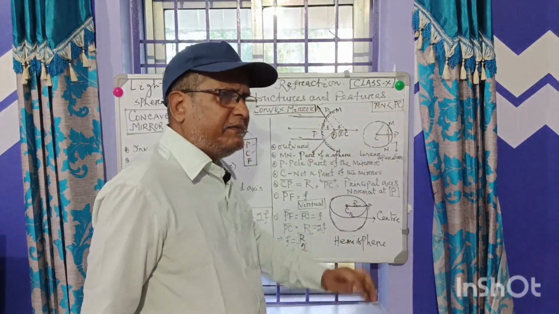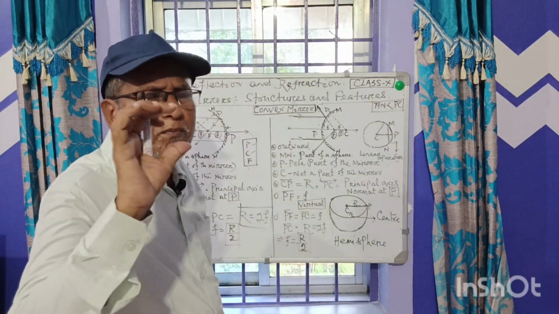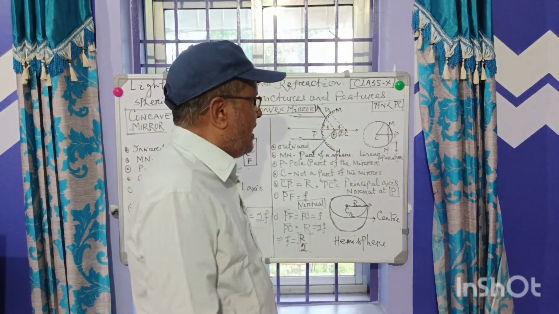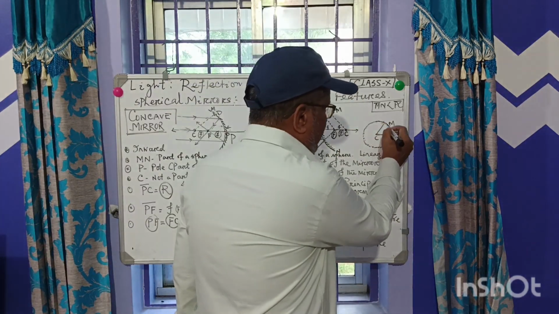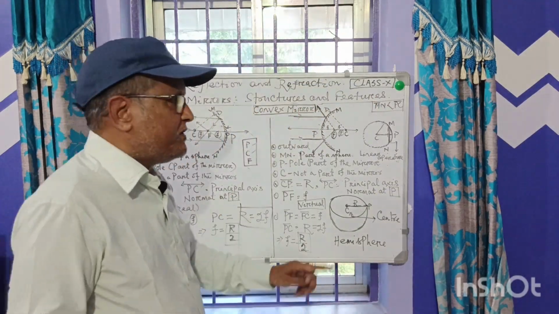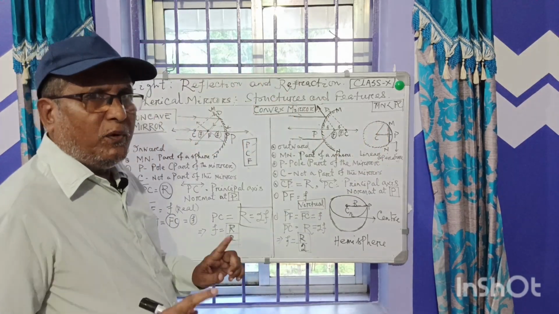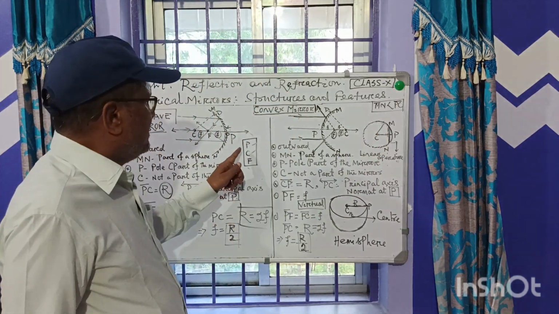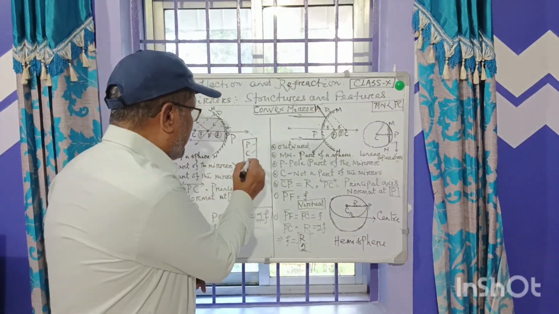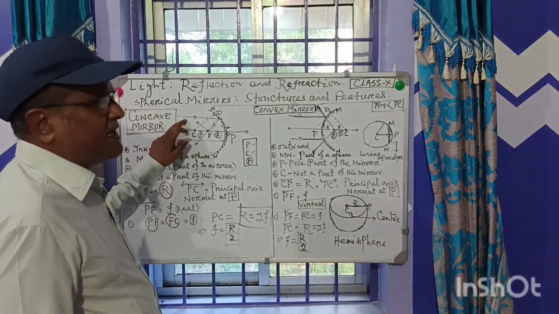So if it is the case, the mirror is too small for that aperture. This is called angular aperture, and this is called linear aperture. So linear aperture is less than the angular aperture. For that case, there is a relationship between P, C and another point A. Let us find out. Look at this case.